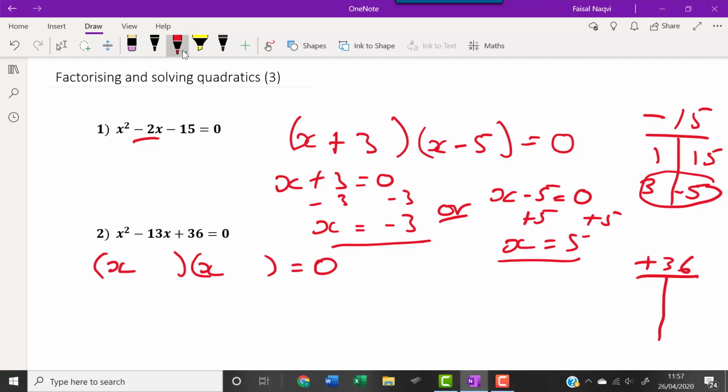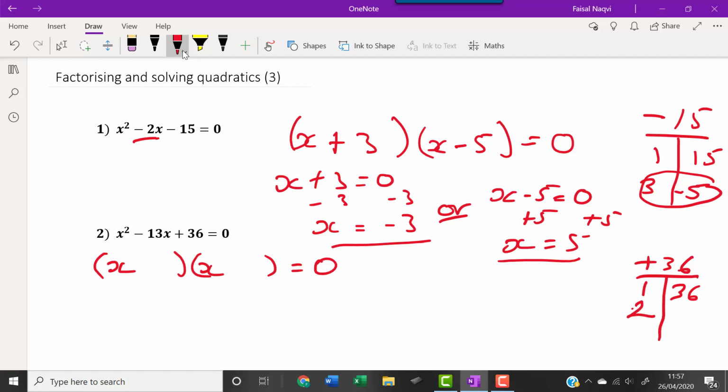I know both the numbers must be minus because when they multiply they give me a plus, and when they add they give me a minus. Okay, so I can't think of the numbers off the top of my head, so let's go through and see if we can figure it out. Let's try 1 times 36. 1 times 36 is 36, but I can't add or take away 1 and 36 to give me minus 13.